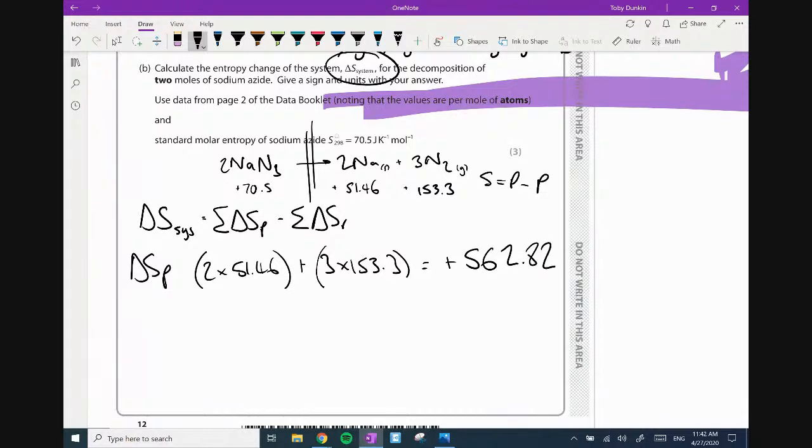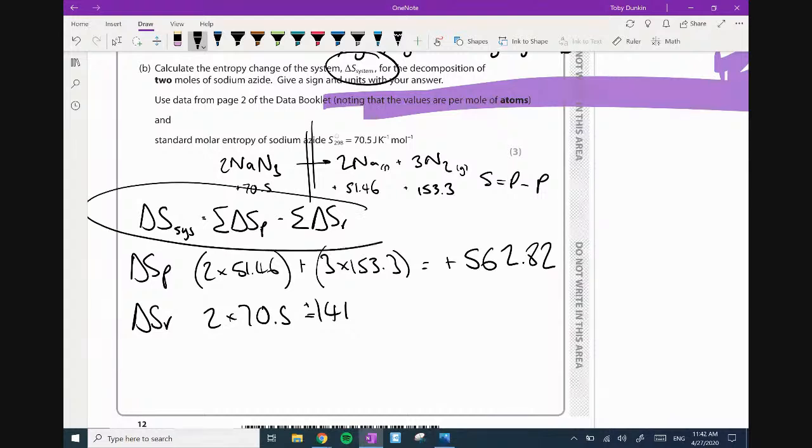562.82. Next, I'm going to do delta S reactants, and that's easy, which is 2 times 70.5, so 141. Right, now I apply the total entropy. So I'm going to do products, which is plus 562.82 minus 141.